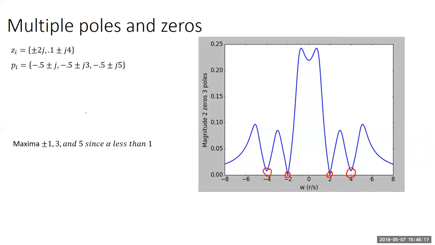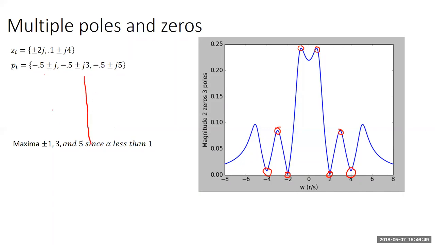Now for the poles, I have minus 0.5 plus or minus j. So here's my one. It doesn't go towards infinity because there's a real part to it. And the real part is in fact negative. Then I have the same thing, the same real part here and here, and so on and so on.